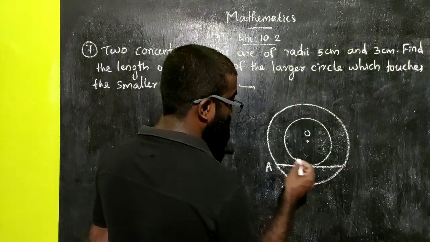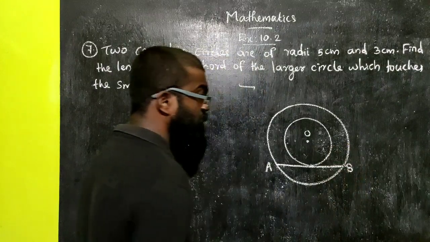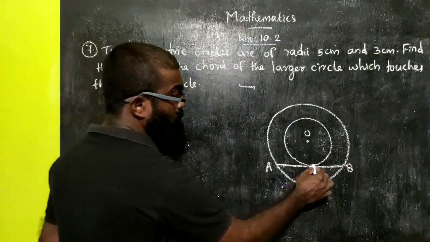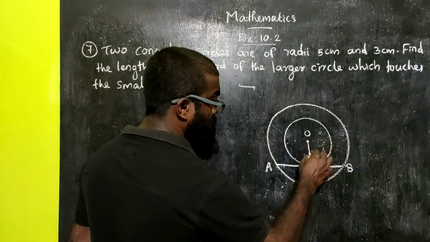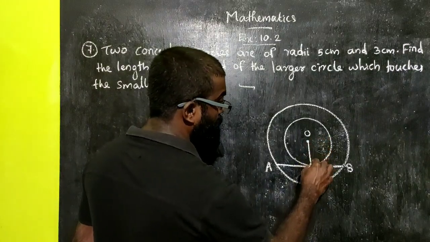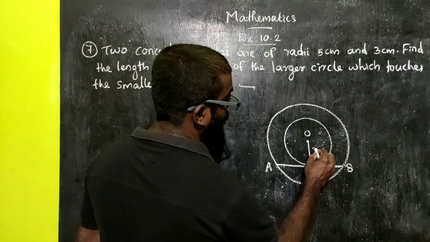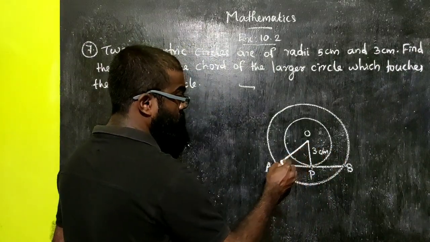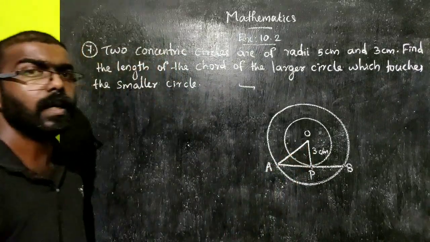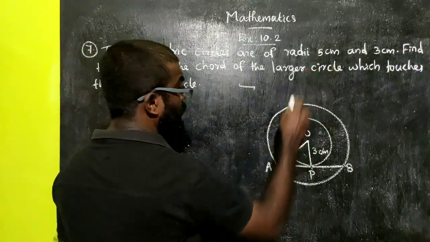So here we can mark a chord of the larger circle which touches the smaller circle. Consider AB as the chord of the larger circle which touches the smaller circle at the point P. Now we join OP. Here OP is the radius of the smaller circle, which is 3 centimeters. And we join OA. Clearly OA is the radius of the larger circle, given as 5 centimeters.